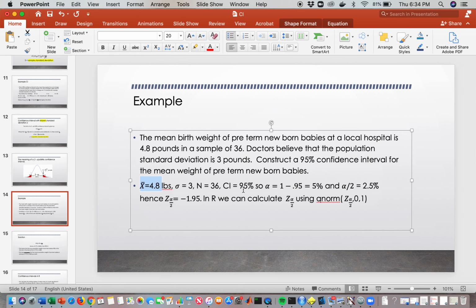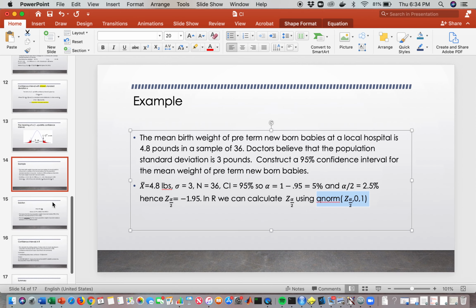We have the confidence level, so we calculate alpha and alpha over 2. Then we calculate z sub alpha over 2, which is 1.95, or in R, we can calculate it using the qnorm command. If you use the qnorm command, it's going to give you the positive 1.95. Since it's plus or minus, I don't care if you get the positive or the negative, so long as you get the same value in absolute value.